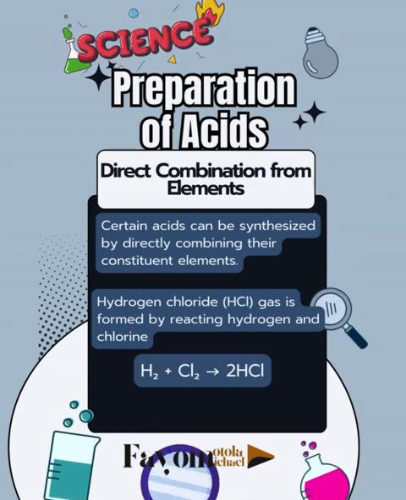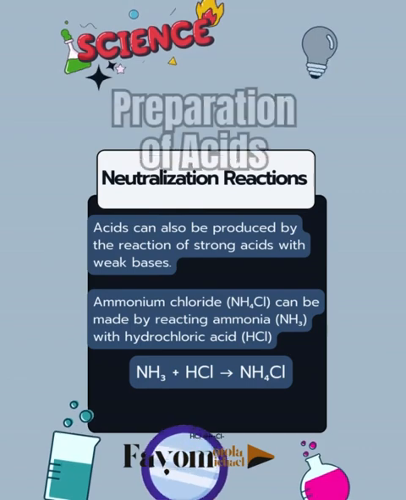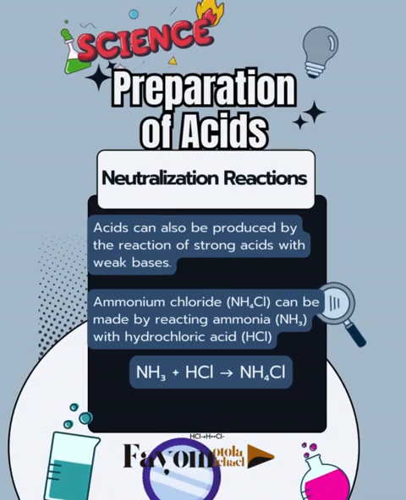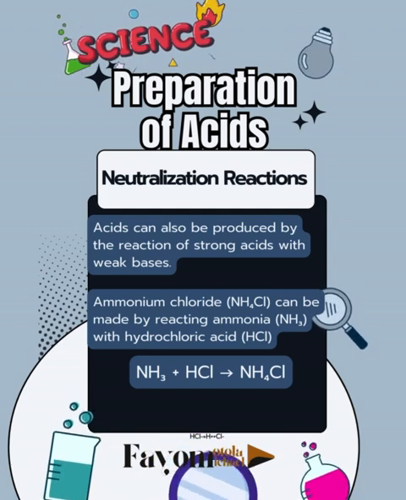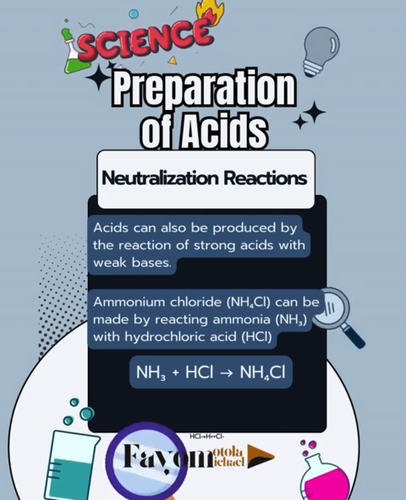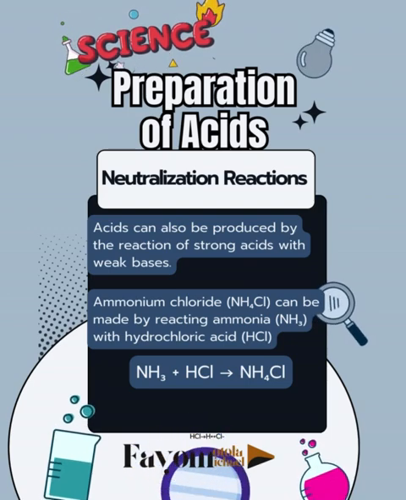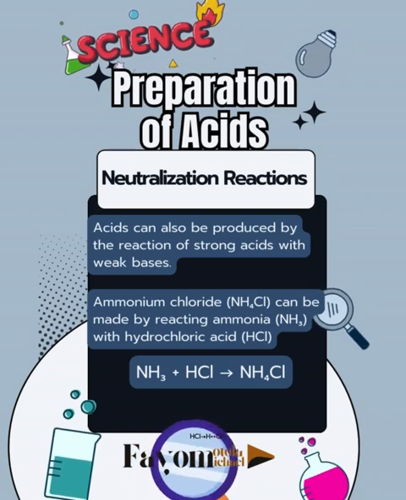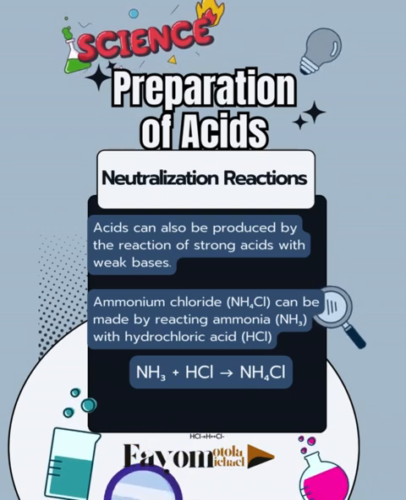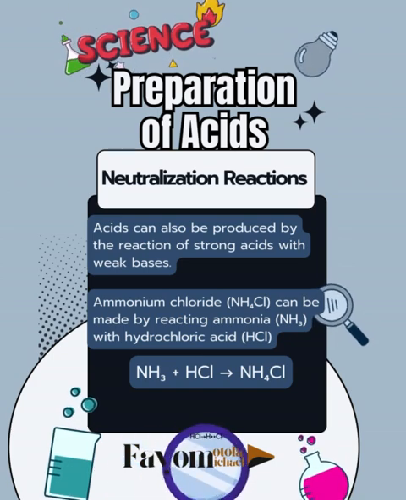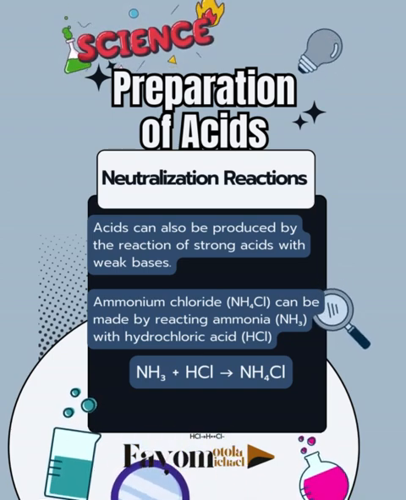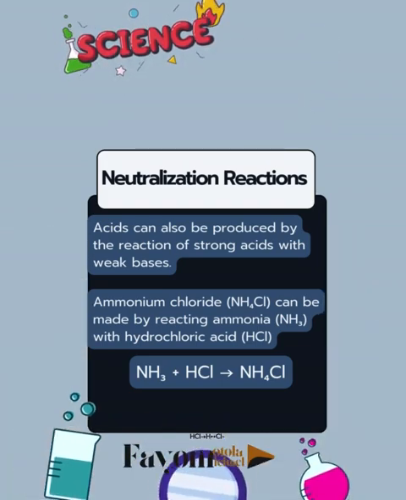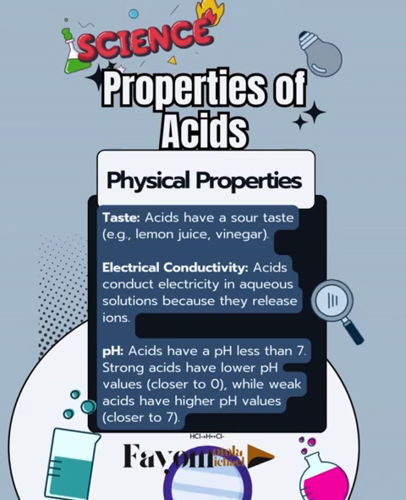We also can form acid by, in the case, ammonium chloride, which can be produced by the reaction of strong acid and weak base. Ammonium chloride can be made by reacting ammonia with hydrochloric acid. Some acids are made by the reaction of sulfuric acid with their salt. In the case of H2SO4 reacting with sodium chloride, potassium chloride, even the same with the nitrate to form nitric acid. What are the properties of acid?